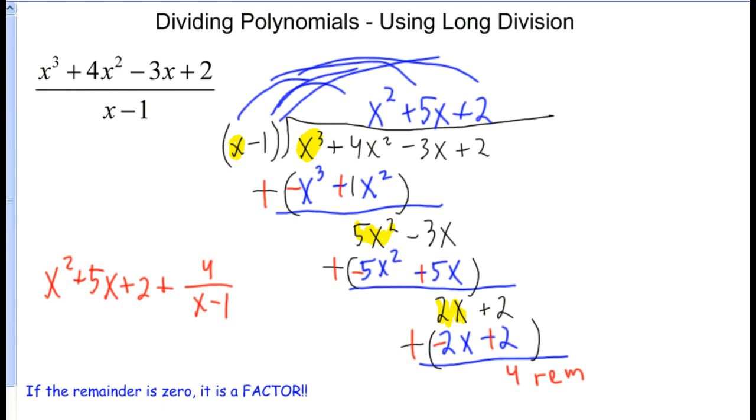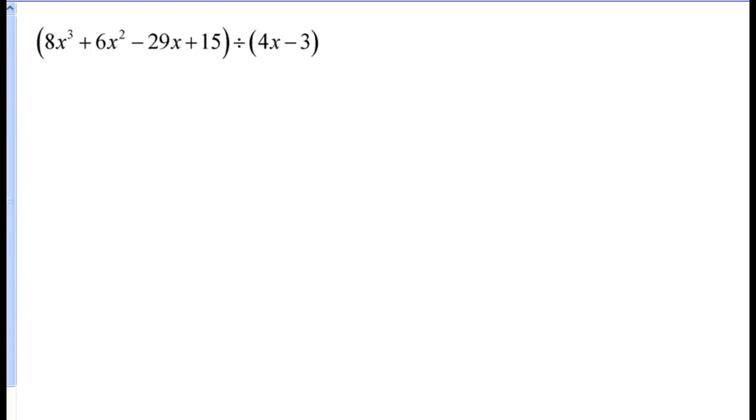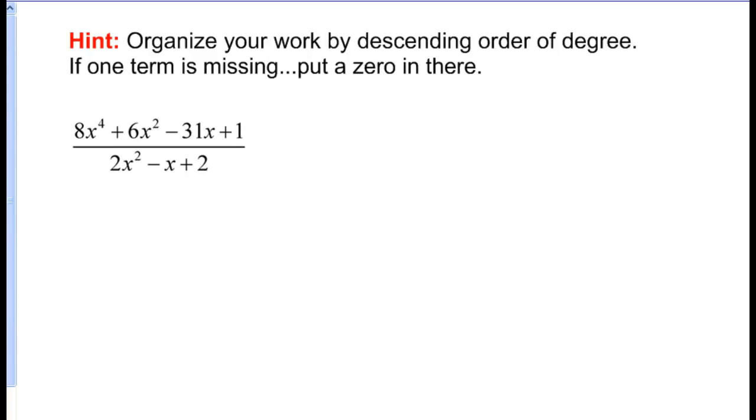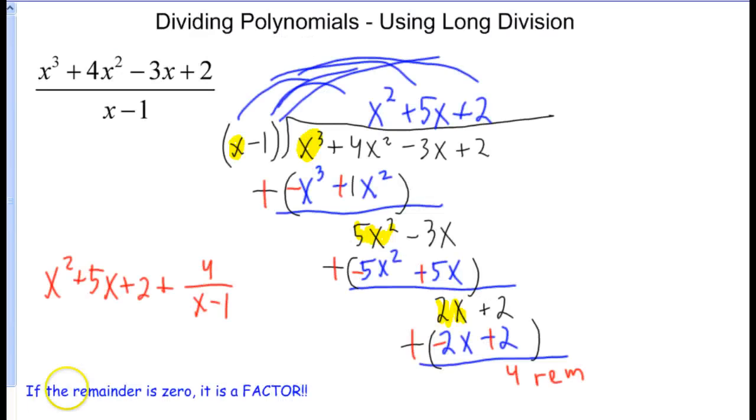That's how you do long division. Let me mention one other thing there. If the remainder is 0, it's a factor. You can see the remainder is not 0, so unfortunately this is not a factor. That's really what we're going to use this for. You might wonder, well, why are we dividing polynomials? Well, we're trying to find factors. And this is going to be a method that we're going to use to find factors. Since the remainder is not 0, that is not a factor.